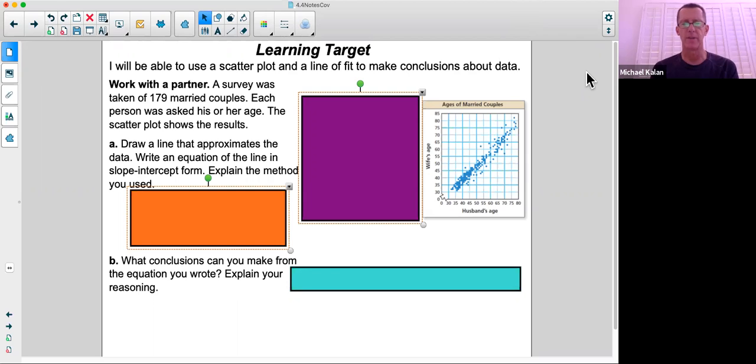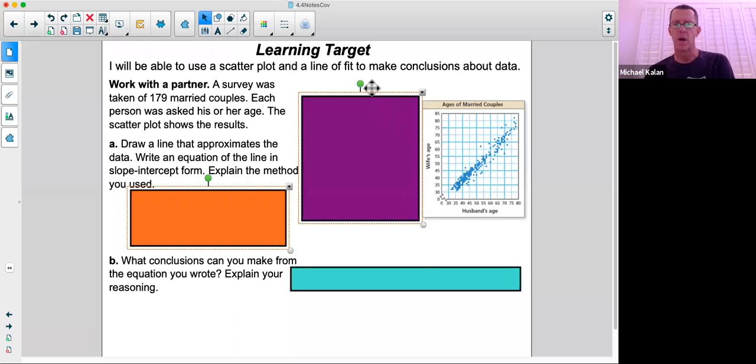A survey was taken of 179 married couples. Each person was asked his or her age. The scatter plot shows the results, which you can see over here. When you're looking at a graph, it's always important to ask what it's all about. Ages of married couples. What are the axes representing? Husband's age and wife's age. Notice what they did here: they made a little break in the graph. 0, 0 is right down here at the origin, but we quickly jump up to 30. So that first box is not the same as each other box, which is 5. You have to be careful when you see something like that. Just make sure you recognize it.